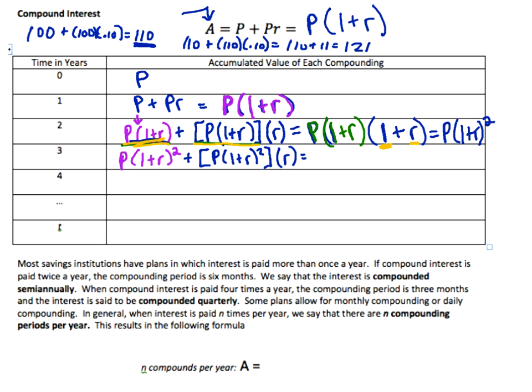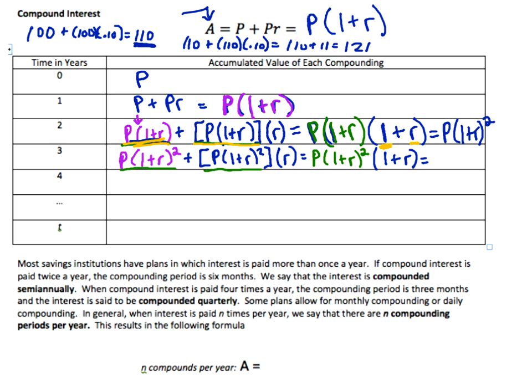Okay, so here's the factoring again. I now have a common factor of p times 1 plus r squared. It shows up here, and it shows up here in both of the terms. So I can factor that out front, p times 1 plus r squared, and I'm left over, when I factor that out, with 1 plus r.